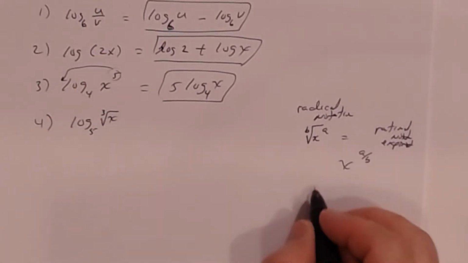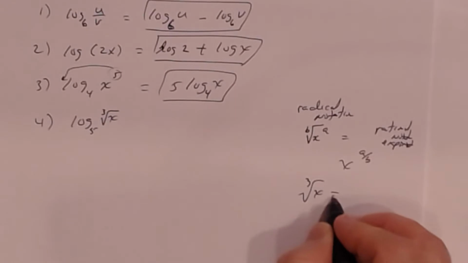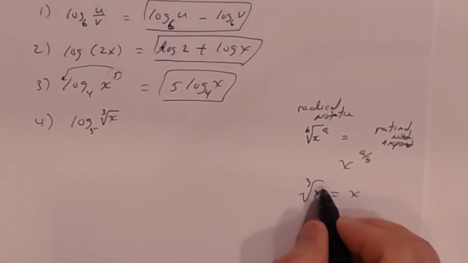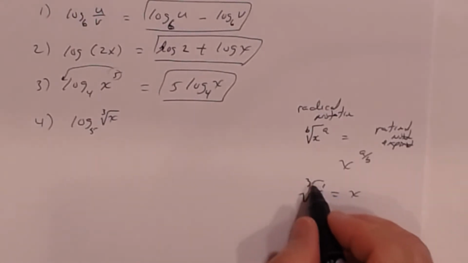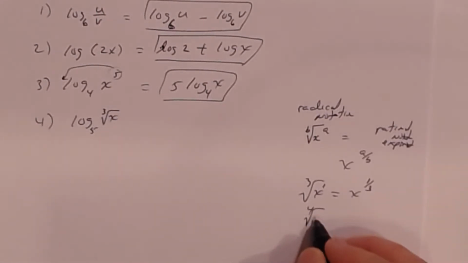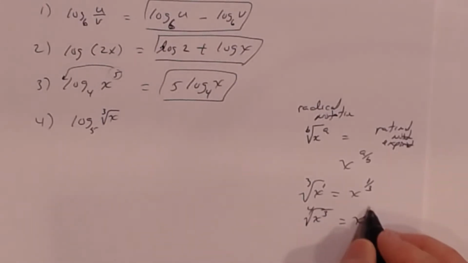Okay, so let's talk about how to use it. The cube root of x will be x to what rational exponent? Well, my exponent right here is understood to be a 1, isn't it? And my index is 3, so it becomes 1 divided by 3, so x to the 1/3. If this is the fourth root of x to the third power, this will be x to what power? X to the 3 divided by 4. That's how you would write this.